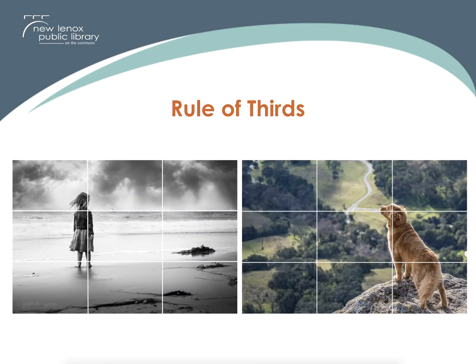The rule of thirds is one of the most effective ways to draw attention to a subject in your photograph. Imagine your photograph is divided into 9 equal parts by the 4 lines shown. Placing your subject along one of these imaginary lines or at the intersection of 2 lines draws your viewer's eye to your subject.